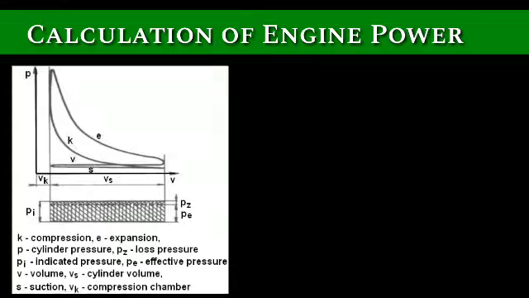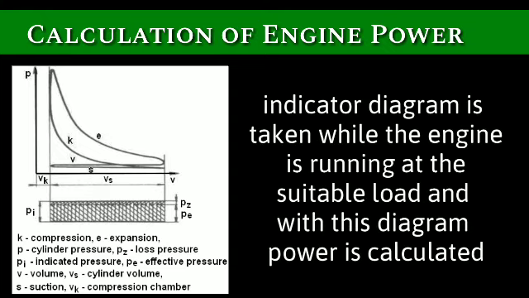Now the last thing is how to calculate the power of the engine practically. While the engine is running, we can calculate the power. For that we have to take one diagram that is called the power card. To take this diagram, one instrument is provided that is called the indicator instrument. We put this indicator instrument on the engine, then we take this diagram. As soon as we take this diagram, we can calculate the area of this diagram, and by calculating this area we can calculate the mean effective power of the engine during the operation.